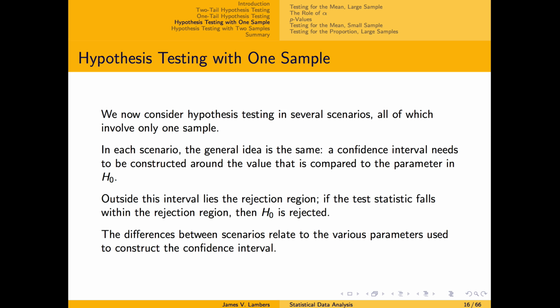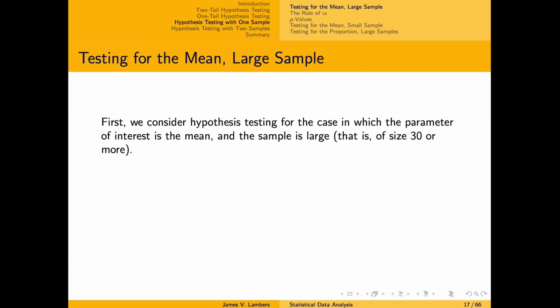The differences among these scenarios lie in how we obtain the margin of error in our confidence interval. What is the standard error? What distribution do we use to define the rejection region? Our first scenario involves testing the mean. We will assume that the sample size is large, and by large, I mean at least 30.